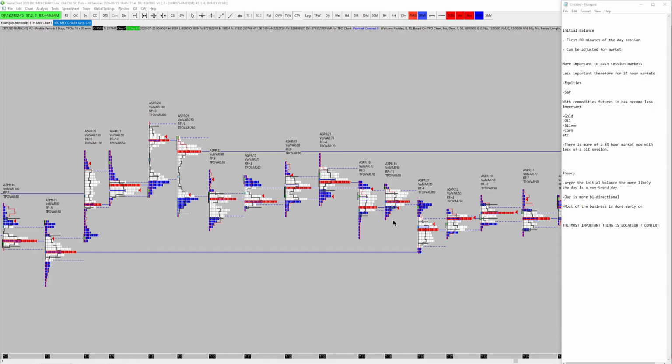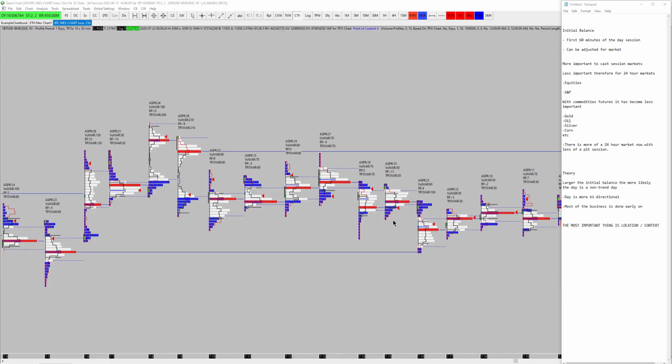All right. This can be adjusted depending on what particular market you're trading. But for the most part, the most generic application of this, the standard out of the box version, is 60 minutes. This is more important in cash session markets, and I've said this before, how I don't really prioritize this. I don't look at the initial balance and then really take it into consideration with how I am gauging what the potential day might unfold as, or whether or not the day will have directional conviction or non-directional conviction, and it'll be more bi-directional and more range-like.